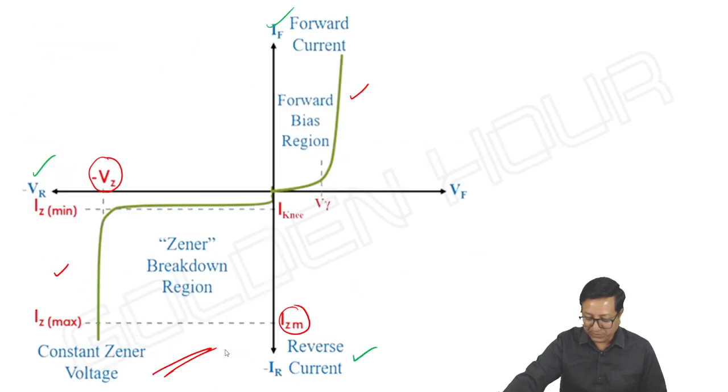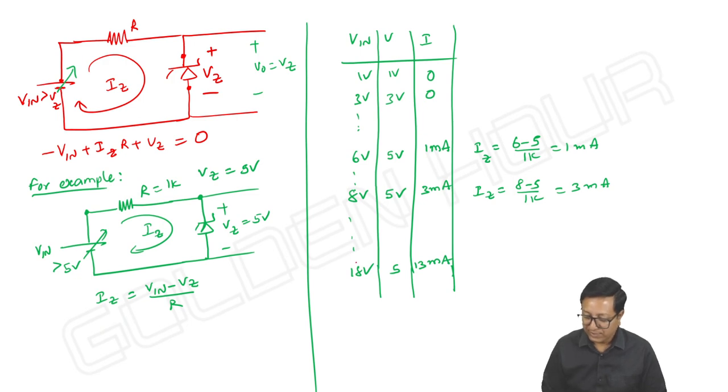Next point, if you decrease the input voltage, instead of 18, I may set the input at some 12 volts. Then what happens? Still it maintains 5 volts. There is an upper limit, right? You can increase the input to a maximum value, V max, and up to that it maintains 5 volts, and I can say it is IZM. IZM is one specification of the Zener diode.